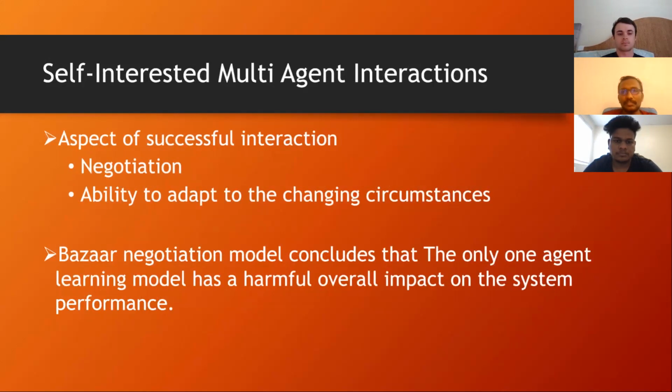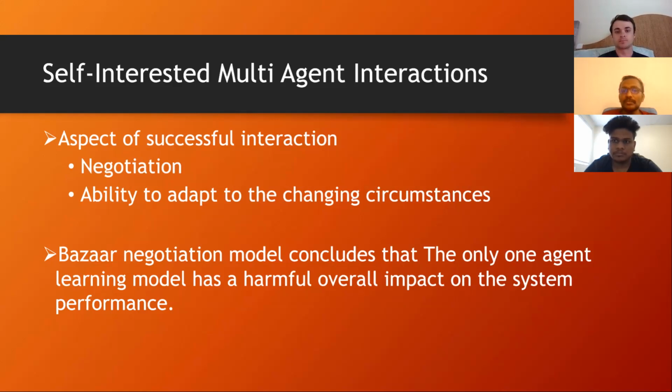Self-interested multi-agent interactions are where agents are self-interested. That means these multiple agents have individual goals to achieve, and they don't work as a team. They work independently to achieve their respective goals. Aspects of successful interaction are, first, negotiation. They need to negotiate which agent does the task first and which goes next as per the priority. Second, the ability to adapt to changing circumstances. They sense the circumstances and change the plans according to the criteria.